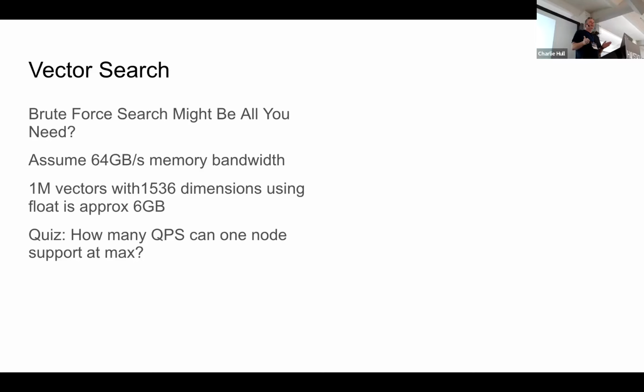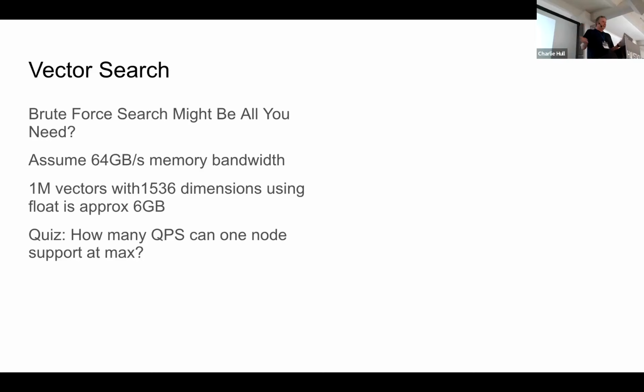Approximately 10, right? Because you have 64 gigabytes of, you have 6 gigs of vector data, and you need to move that 6 gigs of vector data into the CPU, okay? And the bandwidth, how much you can actually move, is roughly 64 gigabytes is what you can get from a modern server today. If you have one machine.